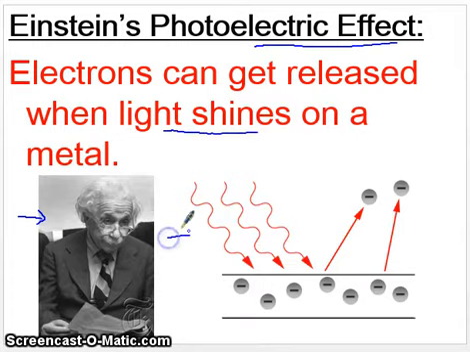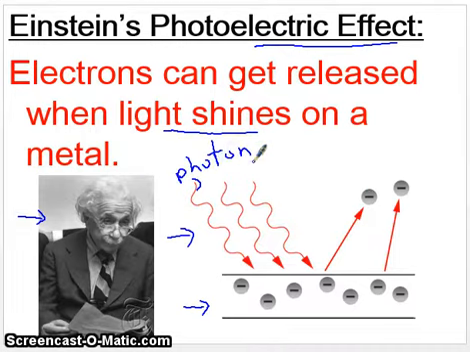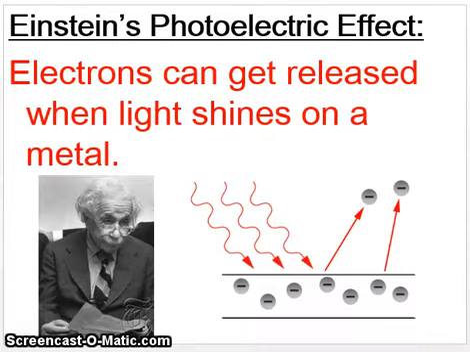So here we have light waves shining on a piece of metal, and there are atoms in the metal, so there are electrons, and he said that electrons can get ejected or released. And this happens when the light particle, a photon, strikes an electron particle in the metal. Now, this was a groundbreaking discovery because it linked essentially atoms and electrons and photons in a very interesting way.